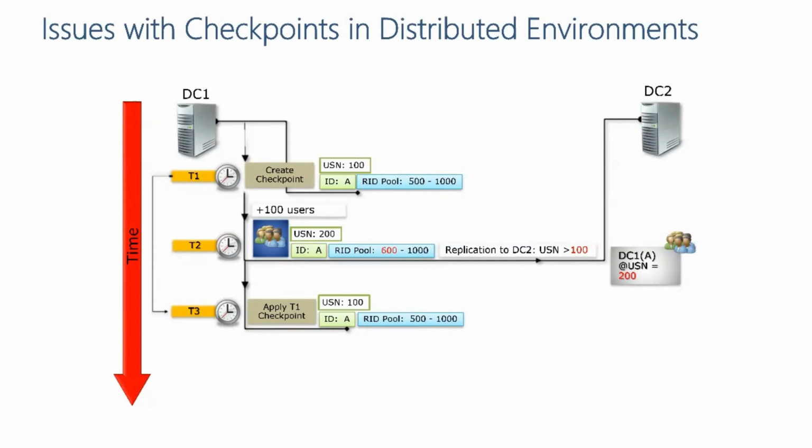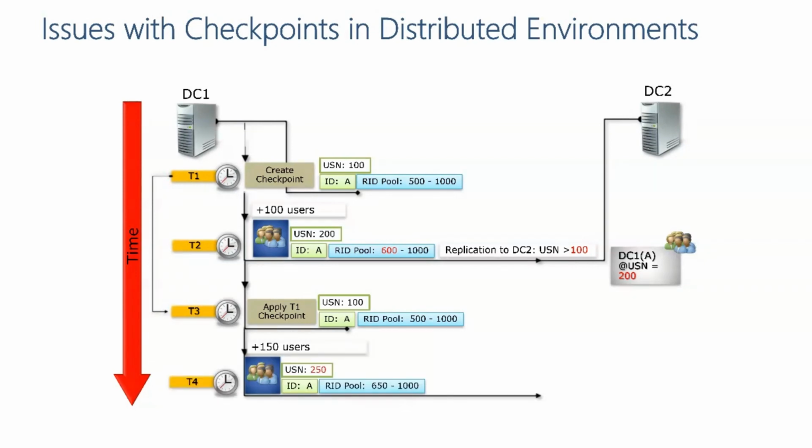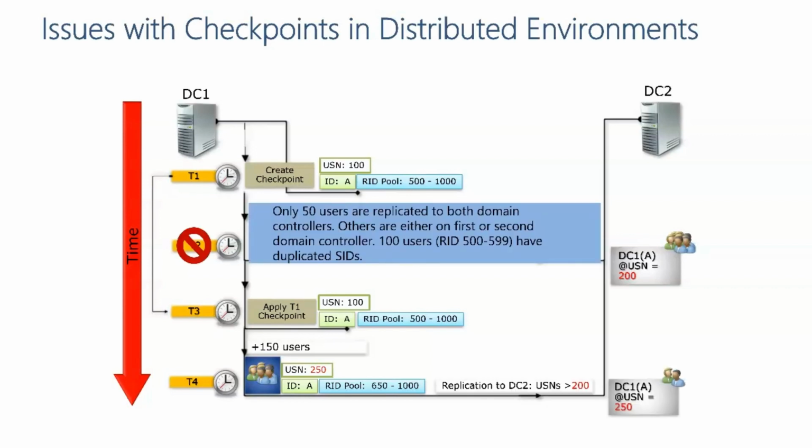So if the RID is not used, that means if we create another object on that server now, it will use that first RID 500 to create a new object, and that SID will be identical. So now it creates another 150 users, but that first 100 is using that. Overlaps that other one, doesn't it? So it's only the last 50 which are different. And then when we have a synchronization, only 50 users are replicated to both domain controllers. Others are either in the first or second domain controller, and 100 users have duplicate SIDs.